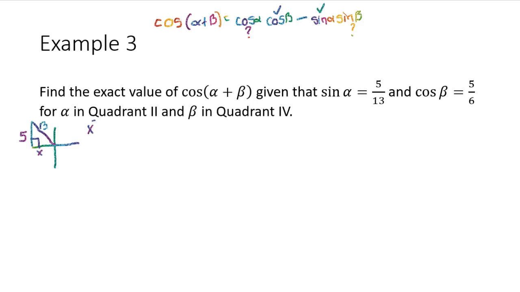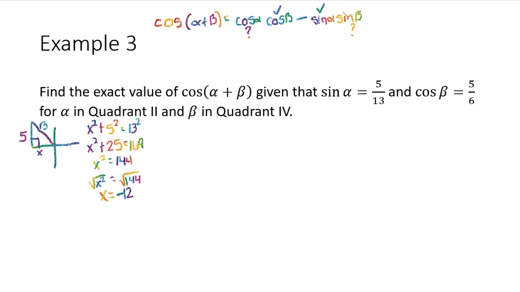So we have a squared plus b squared equals c squared. That means x squared plus 25 is equal to 169. And we'll subtract the 25 over here. We'll have x squared equal to 144. And then we'll square root both sides. And x is going to be equal to negative 12.